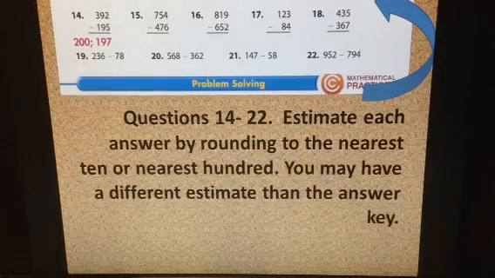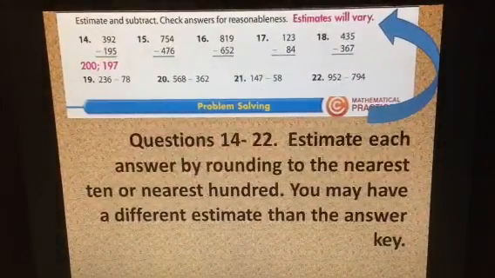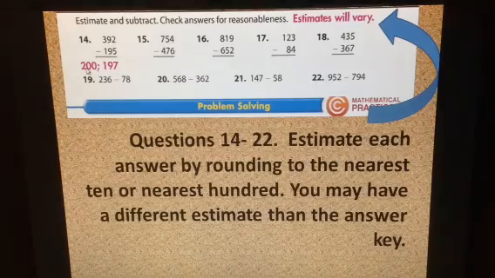Here's a couple questions that we did, and I was trying to show the students that the estimates are going to vary on the answers there. So I showed a little bit of the answer key and showed that you need to include both an estimate and an answer, and you might round to the nearest 10 or the nearest 100, so your estimate might be different.